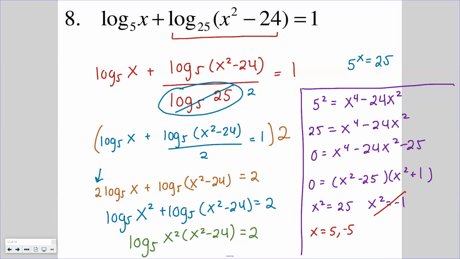Okay, so before we box our final answer, we do have to go to the top and check to make sure that they both fit in the original problem. So let's talk about that first term, log base 5 of x. If I plug in positive 5, we're good to go. However, if I plug in negative 5, I can't take the log of a negative number. So negative 5 doesn't get included in our final set of solutions. X is equal to 5 is the only option there.